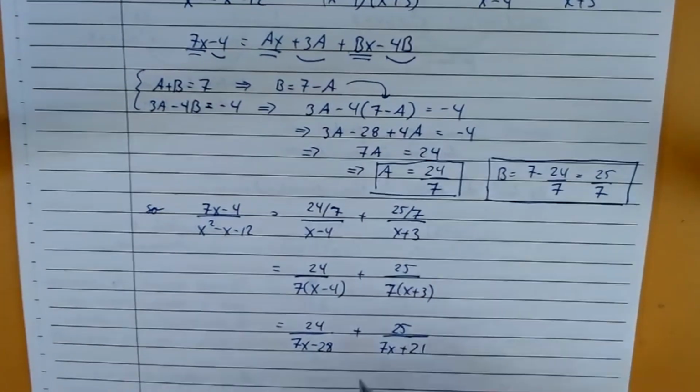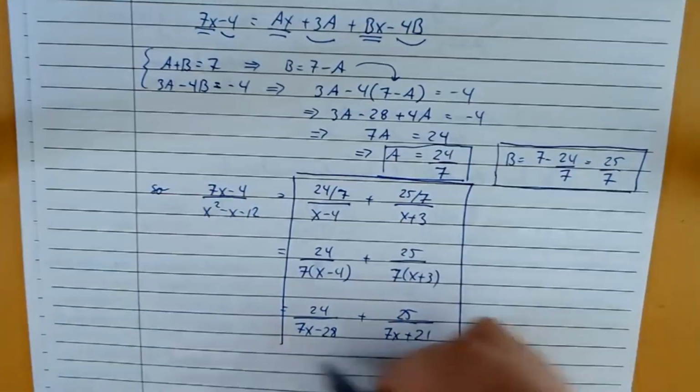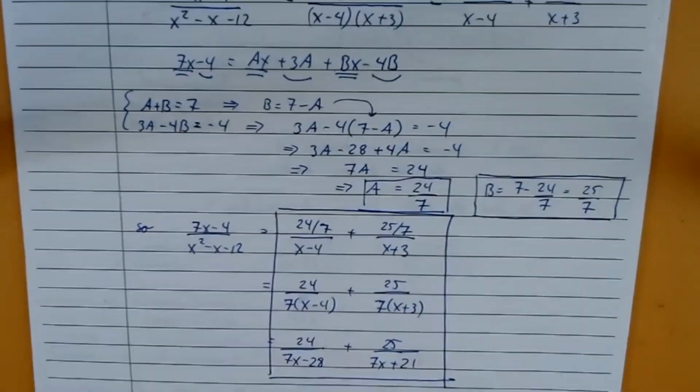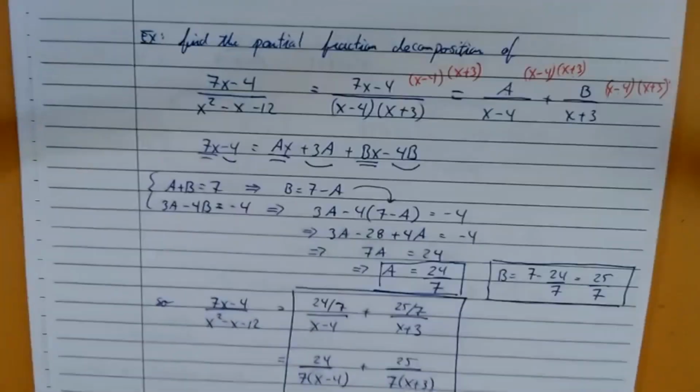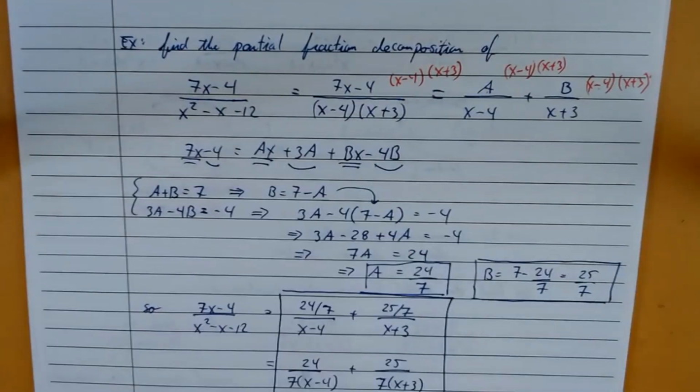And really, any of these would be a perfectly acceptable answer. These are all good partial fraction decompositions for that expression there. So this is another example of case number 1, where your denominator is made up of distinct linear factors.